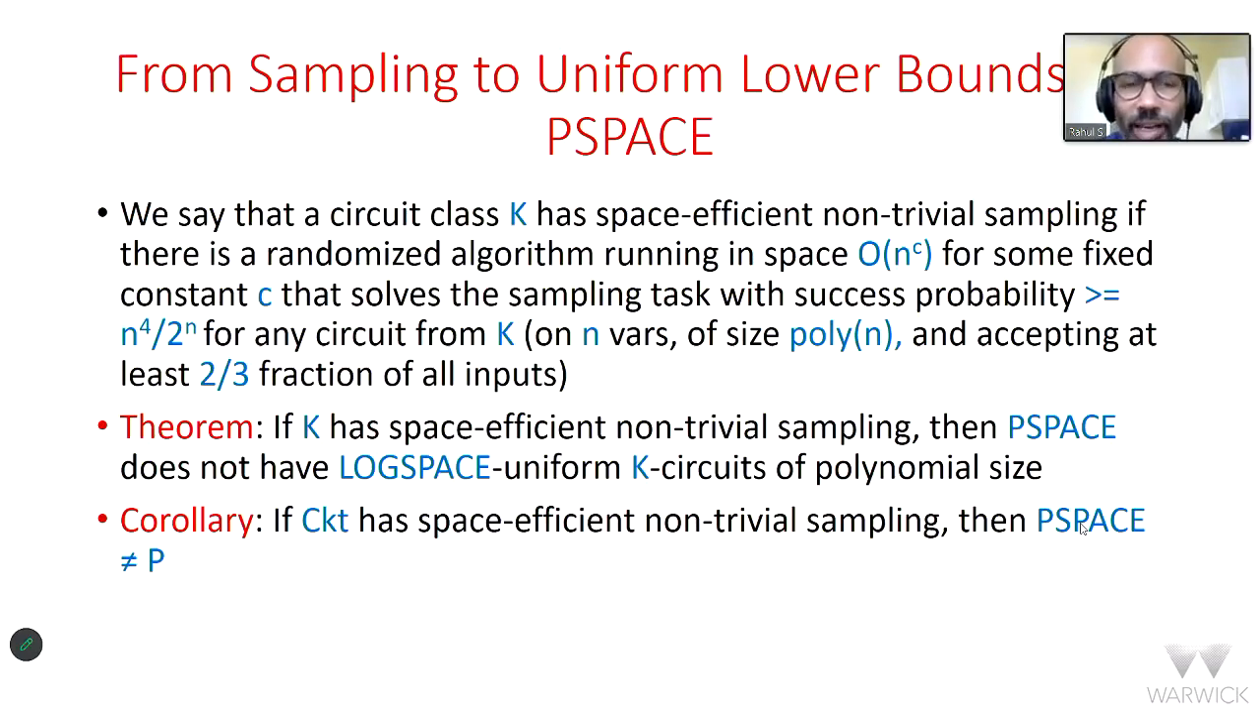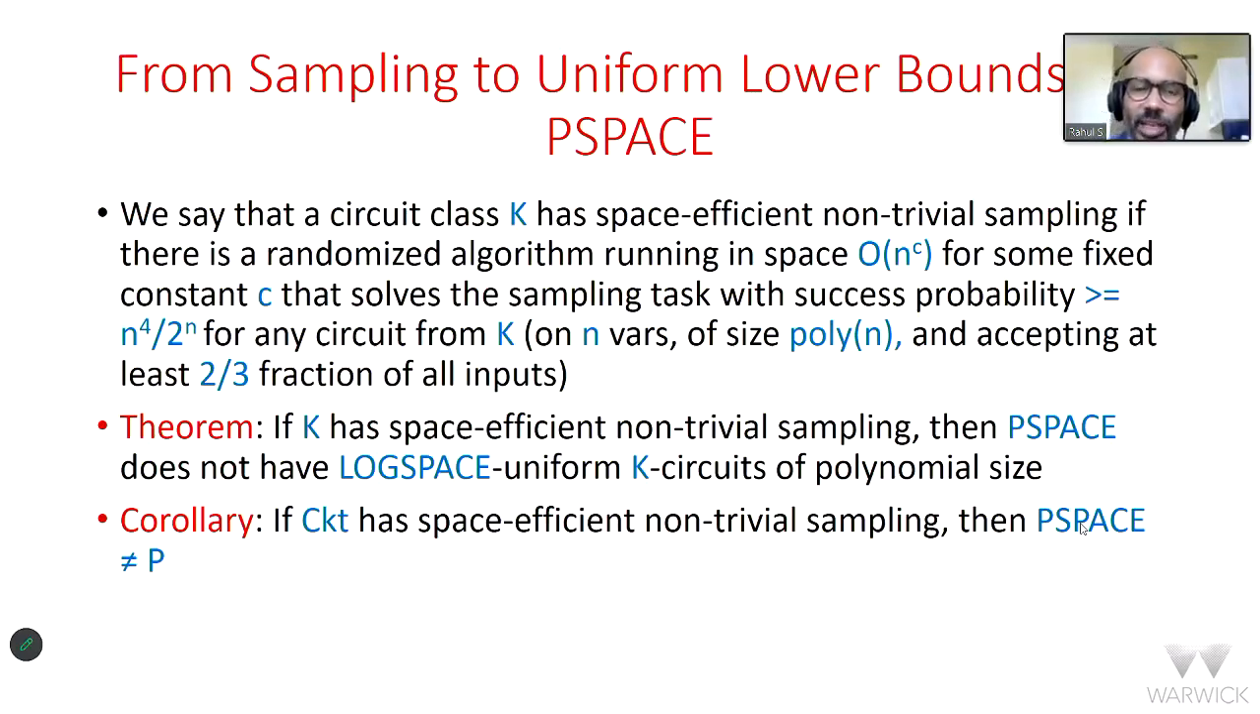So here's a fairly natural algorithmic task. Given a circuit, you want to output some satisfying assignment of the circuit with probability slightly better than random guessing, and do it in a non-trivial amount of space, and that implies these lower bounds for polynomial space. And as a corollary, for example, you can instantiate K to be all Boolean circuits. So if you can do space-efficient non-trivial sampling in that case, then you get that PSPACE doesn't equal P, which is an interesting connection.